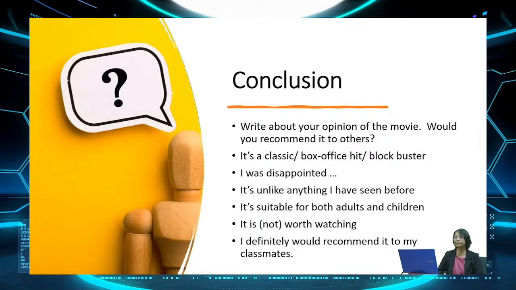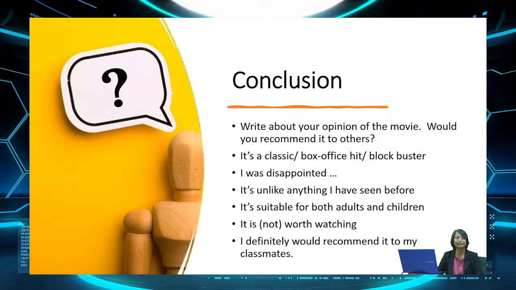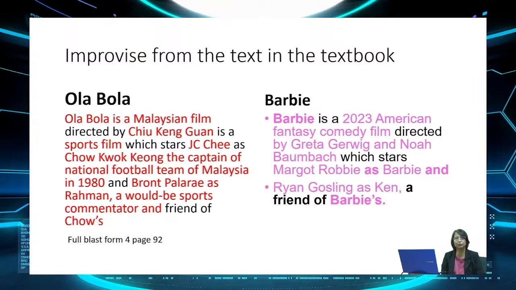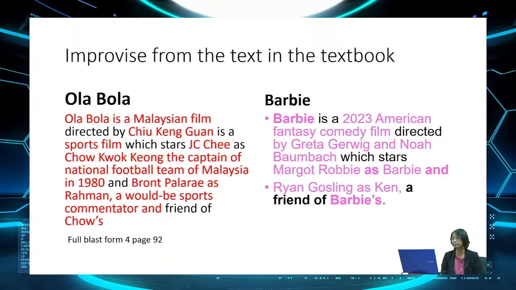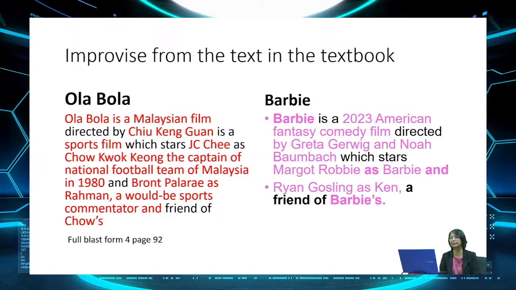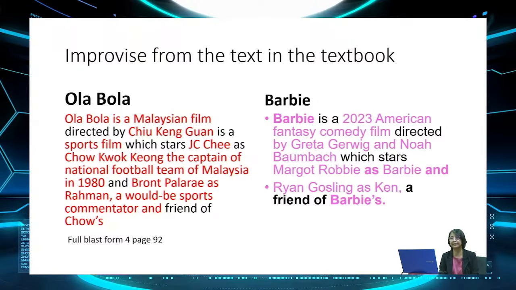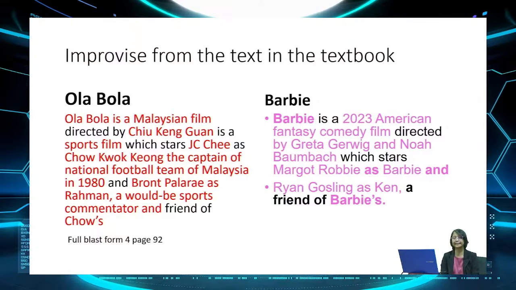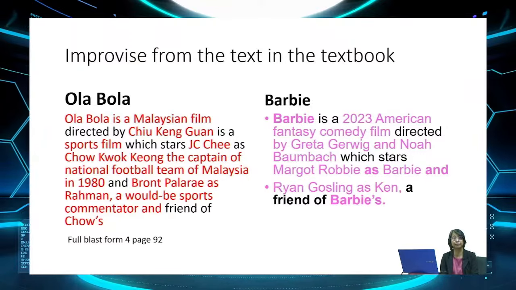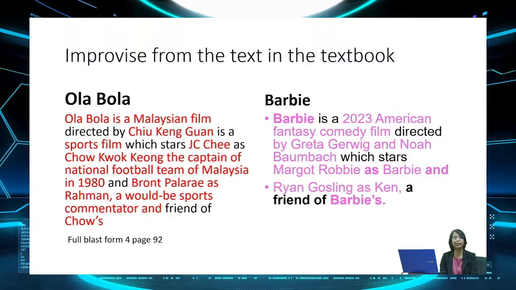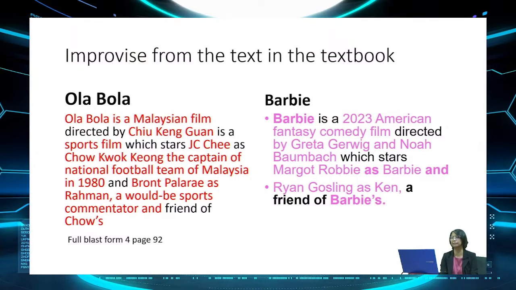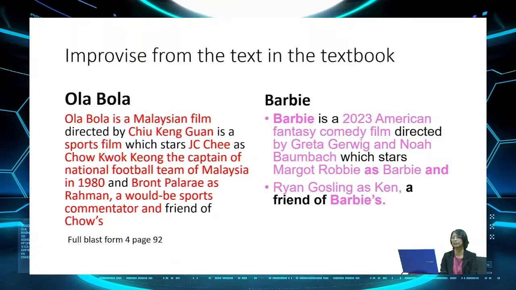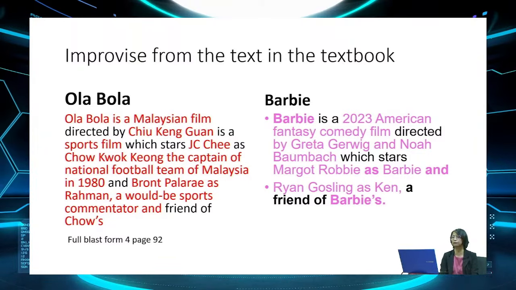What I'm actually trying to tell you is that most of the tips you can get are actually from the textbook. So one of the techniques that you can use if you do not have any other materials is to improvise from the text in the textbook. What I've done here is that this text from the textbook is Ola Bola. As we can see, I've taken paragraph one from the sample essay of Ola Bola. The one in red: Ola Bola is a Malaysian film directed by Chiu Kang Guan. It's a sports film which stars J.C. Chee as Chau Kwok Kyong, the captain of the national football team of Malaysia.